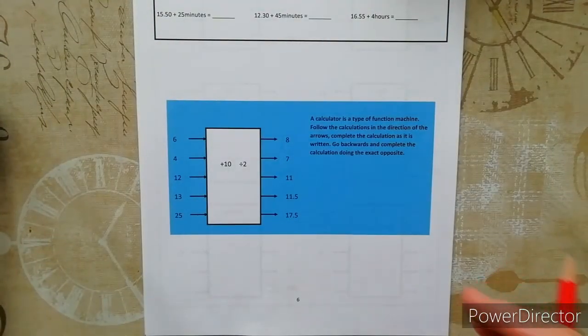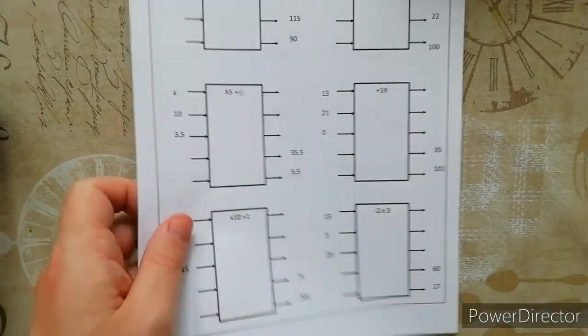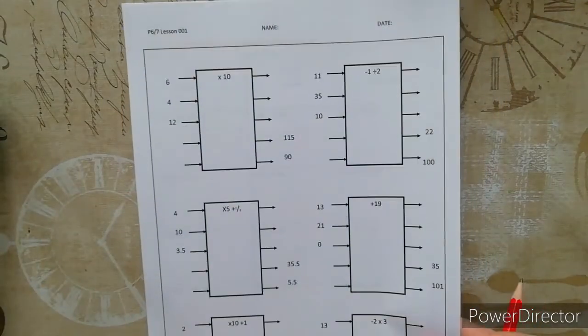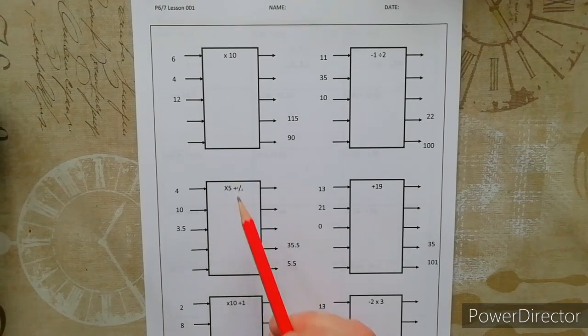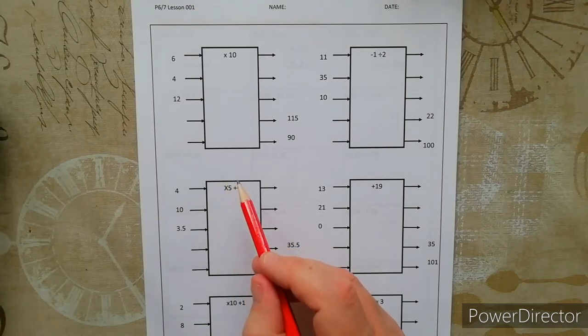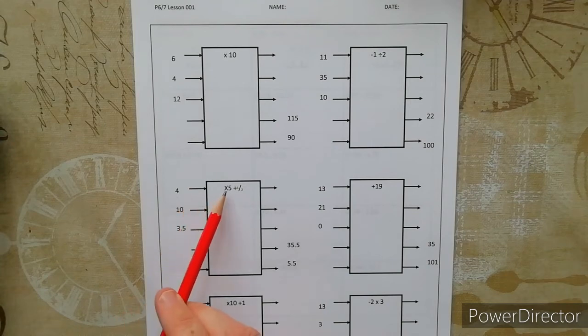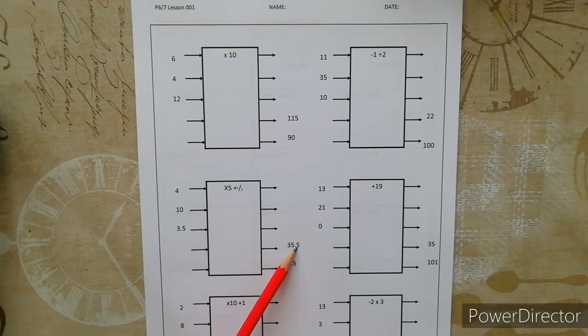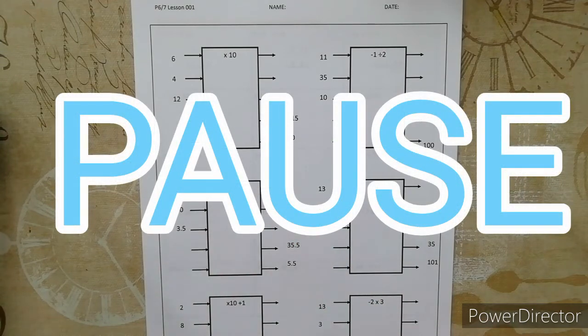So I want you to try and work your way through some of these function machines. Now, they're not too bad. Probably the hardest one I can see here is this one here. Times by 5, add a half. So you'll want to write up here, divide by 5, take away a half. So if I go to the first one, 4 times by 5 is 20. Add a half is 20 and a half. If I do this one here, 35 and a half take away a half is 35. Divide by 5 is 7. So work your way through those function machines.